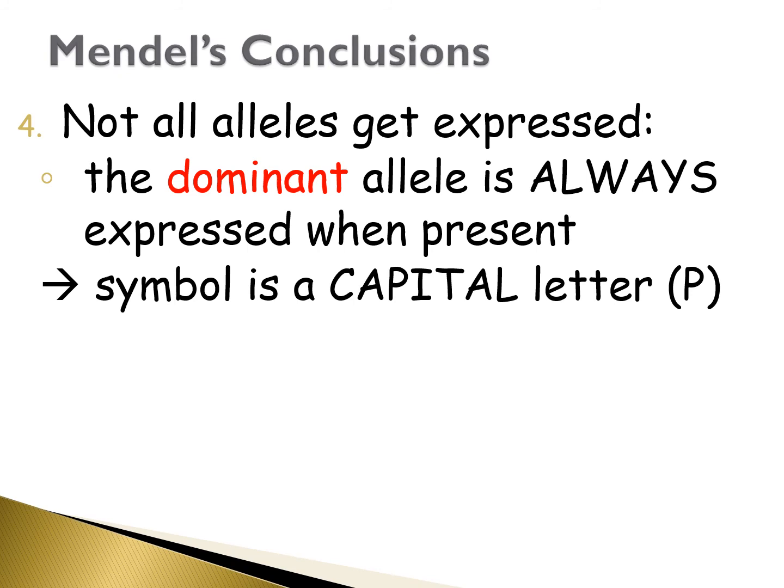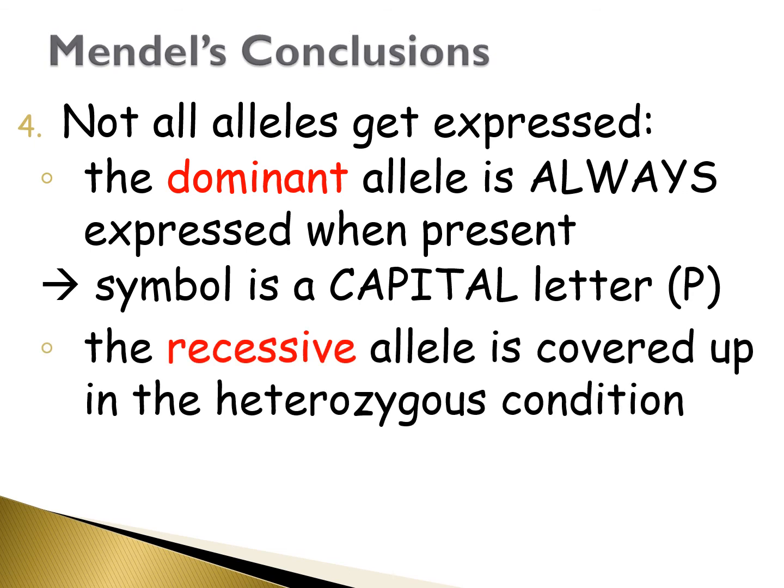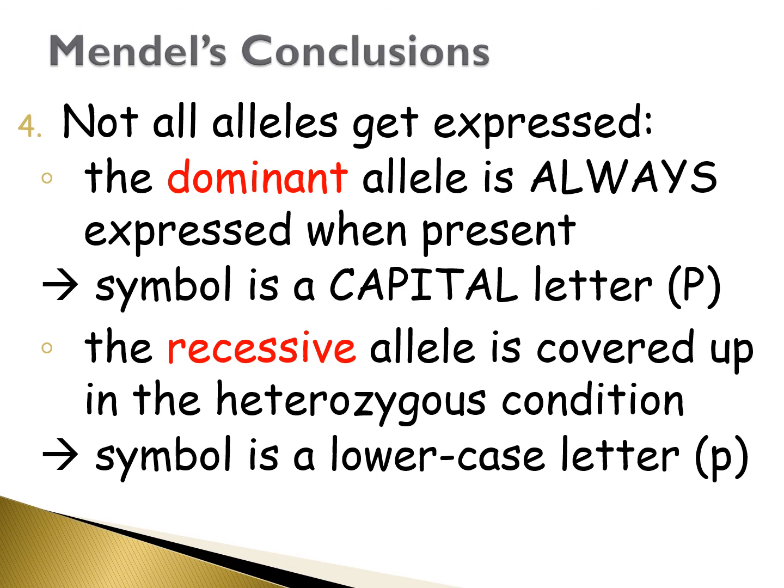Now, when you're doing genetic problems, the letters you choose really don't matter. I just tend to choose letters that I can tell the difference between. Now this slide, since we're talking about purple flowers, uses P. So a big P would represent dominant. The recessive allele is the one that tends to hide, and that's represented by a lowercase letter.